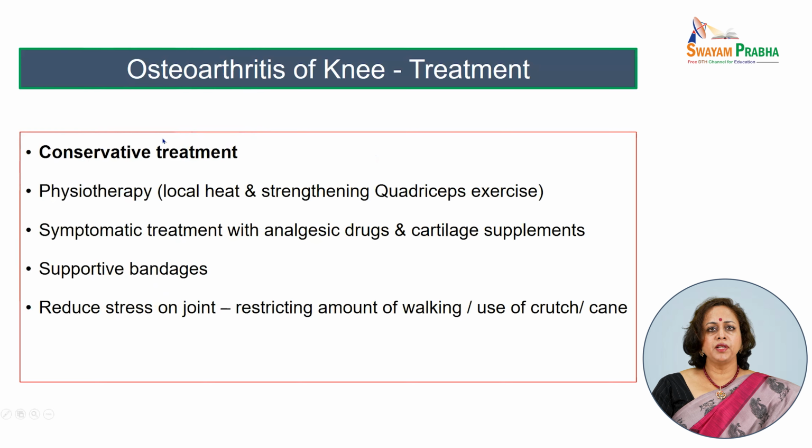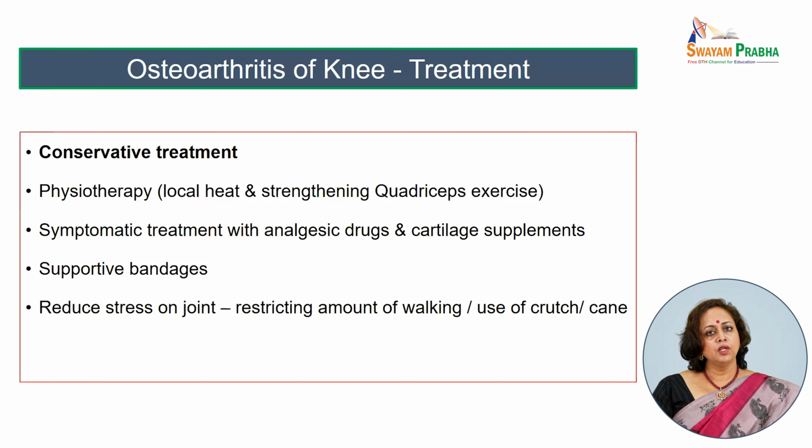Then when you say conservative treatment, what is it? One is physiotherapy, local heat, or they give the patient exercises to strengthen the quadriceps muscles like sandbag exercises or just contracting the muscle while lying down in bed. Then there can be symptomatic treatment with analgesic drugs.